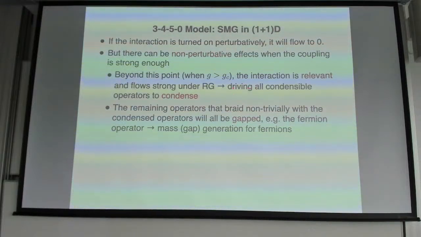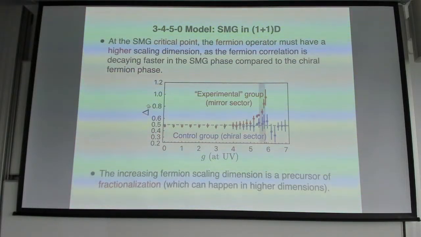Beyond these points, the interaction becomes relevant and flows strong under RG, which drives the condensable operator to condense. All the remaining operators that braid non-trivially with this condensable operator will be gapped, including those fermion operators. That's why there's a mass generation for the fermions. All the fermions will be gapped. You can also show that by measuring the fermion correlation function and extracting the scaling dimension of the fermion. At the beginning, almost nothing happens. When the interaction is small, the fermion stays at the free fermion scaling dimension.